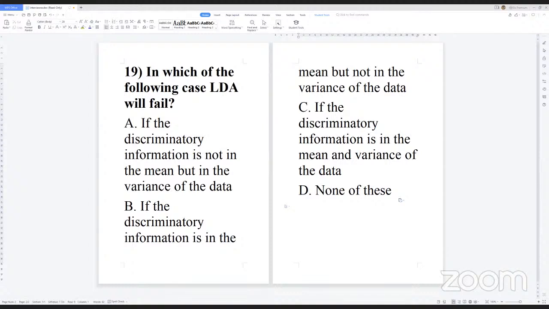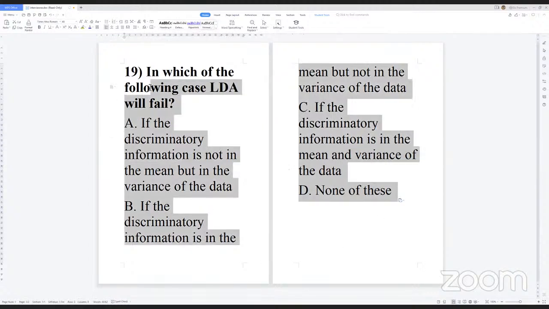It would be option A. Option A is the right answer, which says if the discriminatory information is not in the mean but in the variance of the data. So LDA will fail in case of option A. Okay, we'll go for the next question.